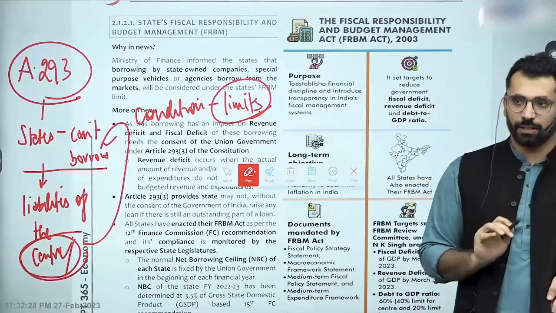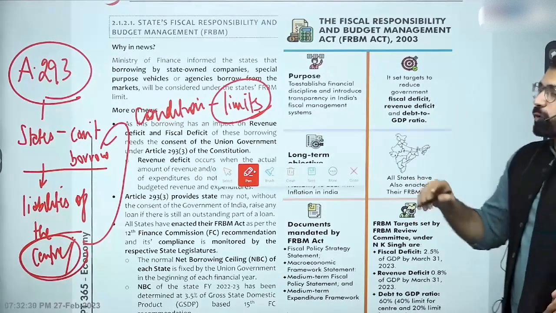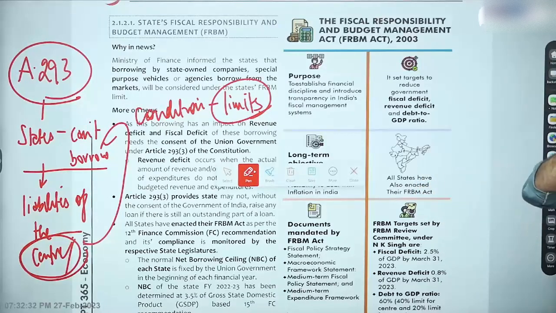This is Article 293. Now what was happening in the previous few years, this was a practice of both the center government and the state governments. Center government ended it in the last budget. They are no longer doing it. Even they are now enforcing it on the state governments.